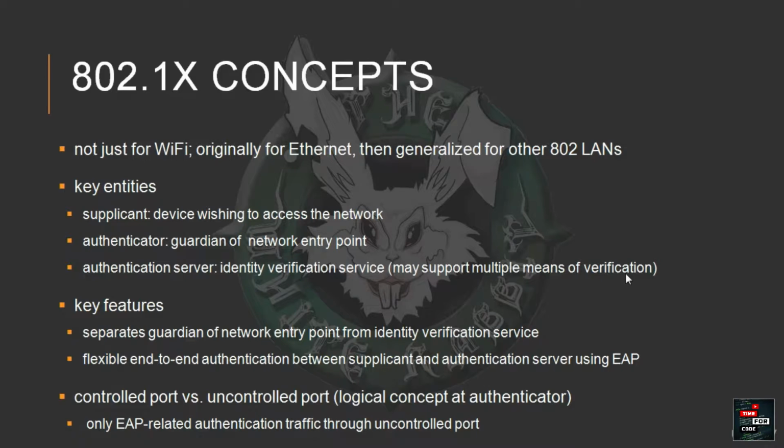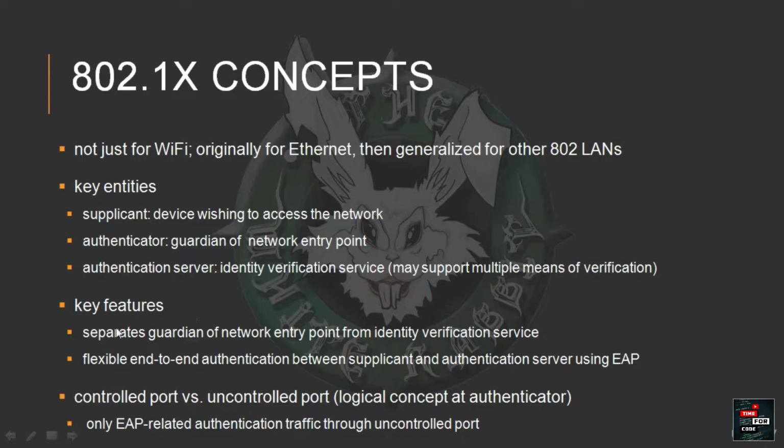In WEP, there is a supplicant, which is a station that wishes to access the network, and then the access point acts as both an authenticator and authentication server in the sense that it is the guardian of the network entry point, and it also verifies the identity of the supplicant. But as we saw in earlier videos, this authentication part is a bit weak. If it's just based on having knowledge of a shared key, it's very weak. So there's much better authentication that can be done, and 802.1x helps us to do that.